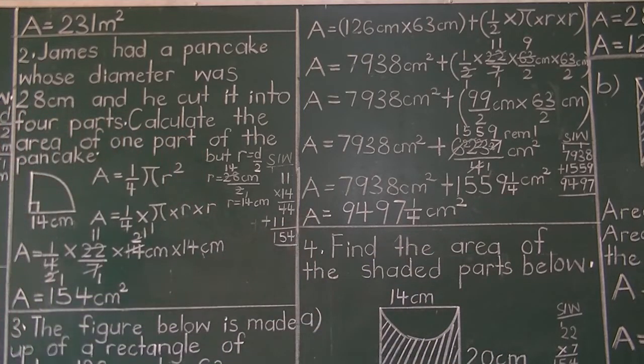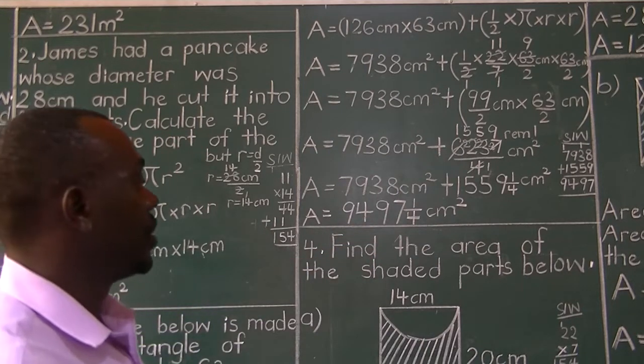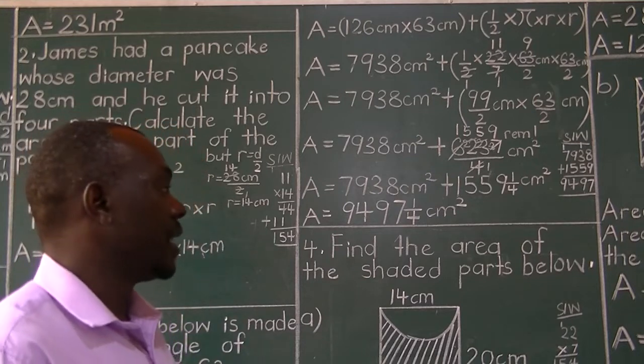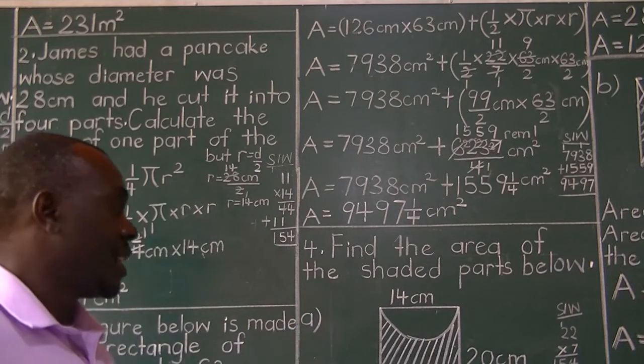So the area of that combined figure equals 9,497 and a quarter centimeters squared. And that's how we find the area by addition. When do we add? When two shapes are attached together. So when a shape is combined to or with another, then you do the combination, which is explained by a plus sign of addition. Please add and get that answer.